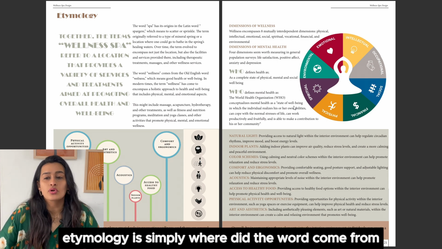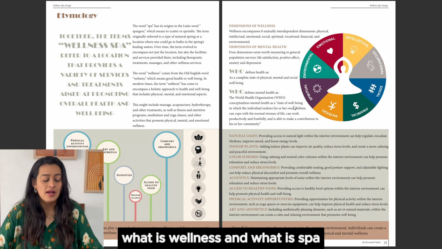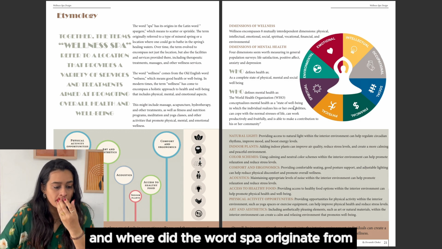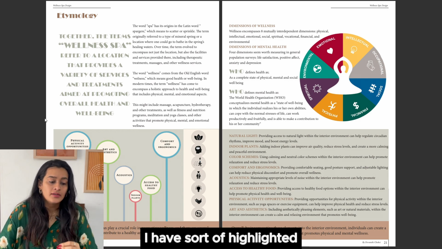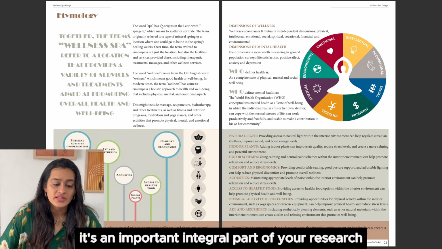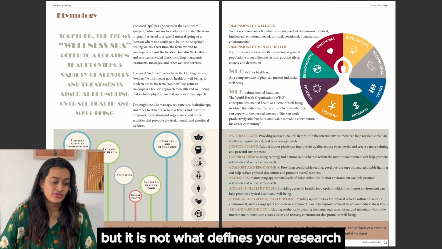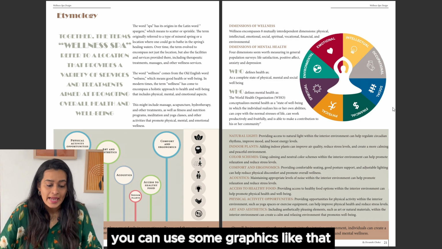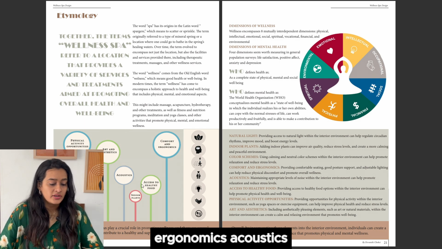Next, etymology. Etymology is simply where did the word come from, what is wellness and what is spa, where did the word wellness originate from and where did the word spa originate from. And if you see very nicely, I have highlighted what I wanted to highlight out of this paragraph. Yes, paragraphs and information are an important integral part of your research, but it is not what defines your research. So this is a way in which you can also highlight stuff. You can use some graphics like that, and something like this wherein I'm talking about art, aesthetics, comfort, ergonomics, acoustics.